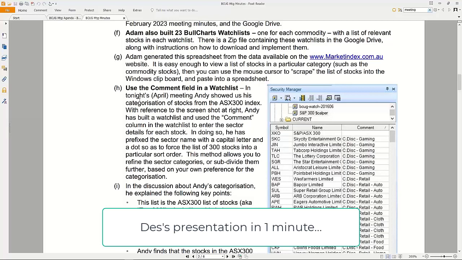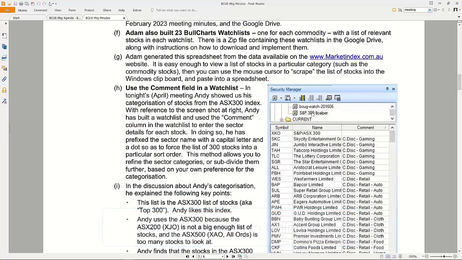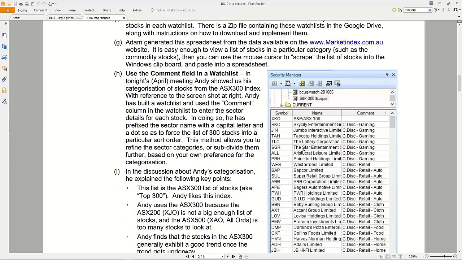In the meeting last week, Andy showed us what he does in his security manager. As one example, he's got a watch list called S&P 300 Scalper. So that's the S&P ASX 300 index, which I think is the XKO, could be wrong. 300 stocks in it. He's used the comment field in Security Manager to include the sector that stock is primarily involved in. Of course, in a watch list, you can't have a stock mentioned more than once. You can only do it once.